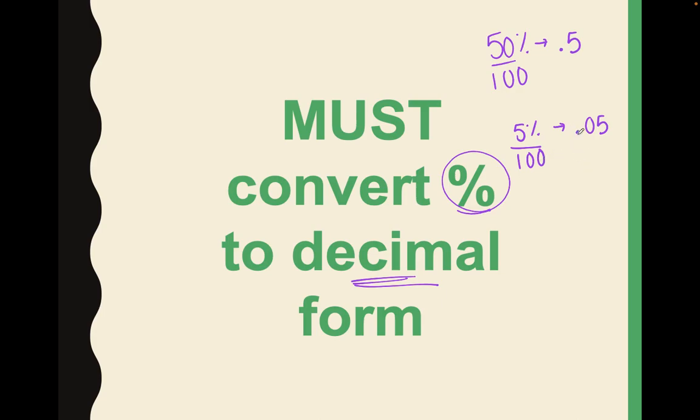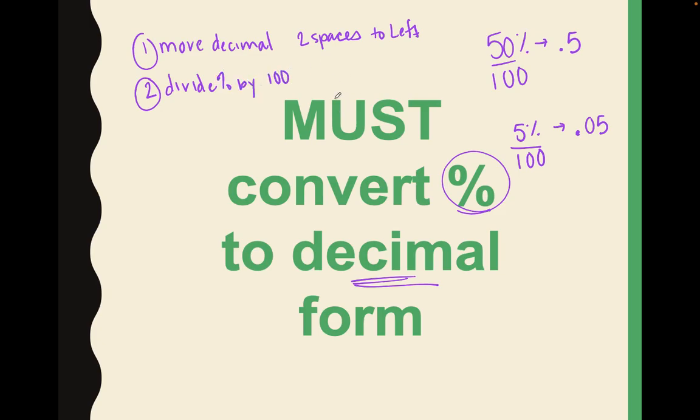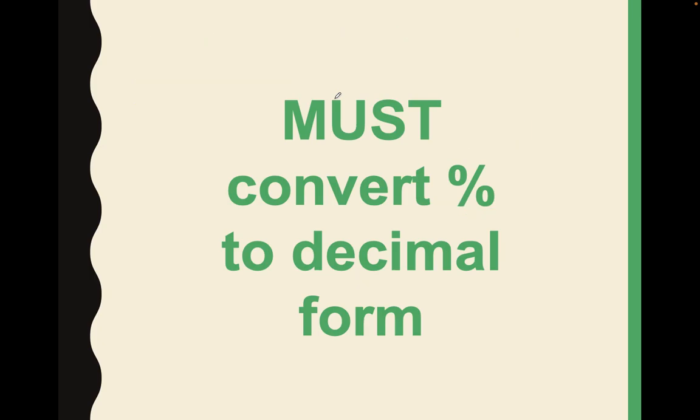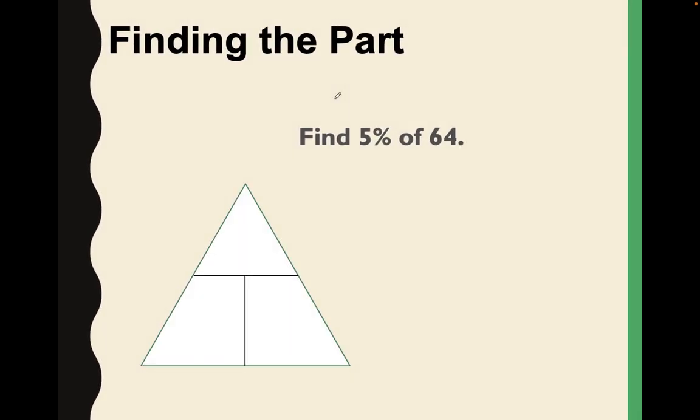Make sure that when you are converting your percents to decimals, you either, option number 1, move the decimal 2 spaces to the left, or option number 2, divide the percent by 100 on your calculator. If you can get the hang of it, this method is much quicker and more efficient than the proportion method. So let's take a look at this example.